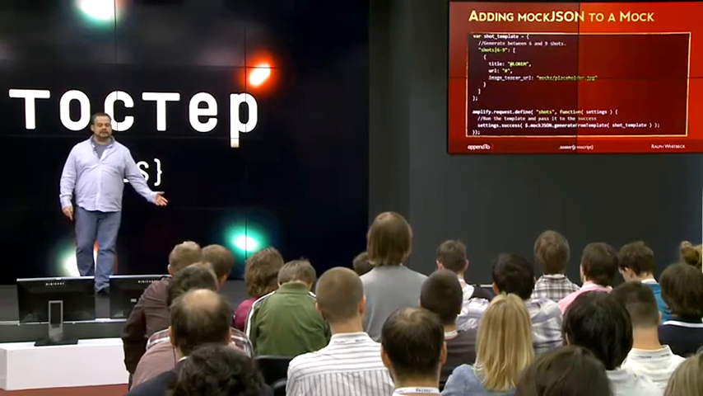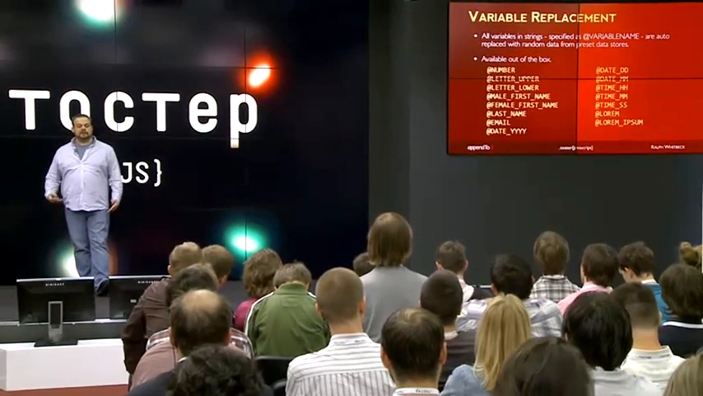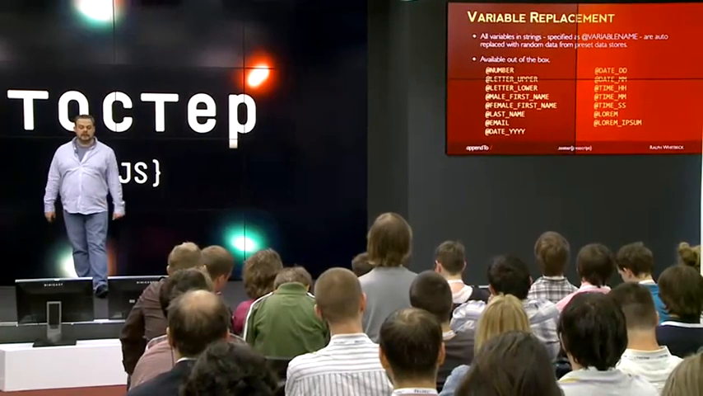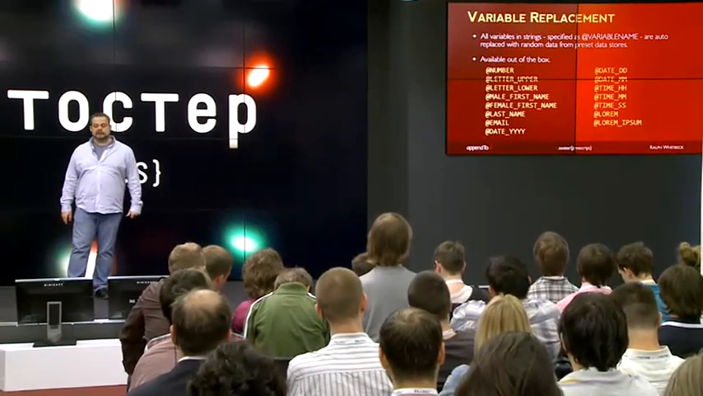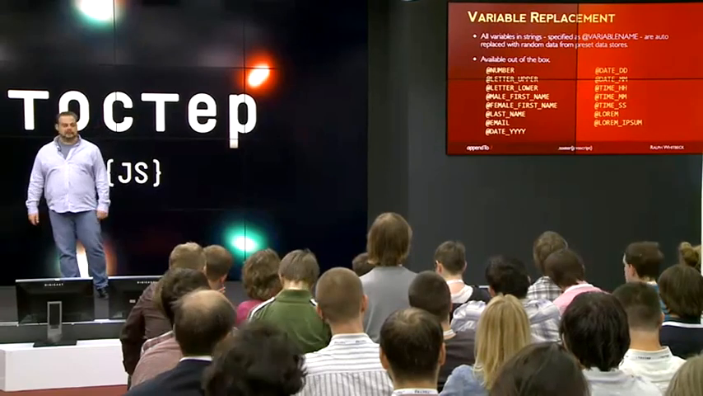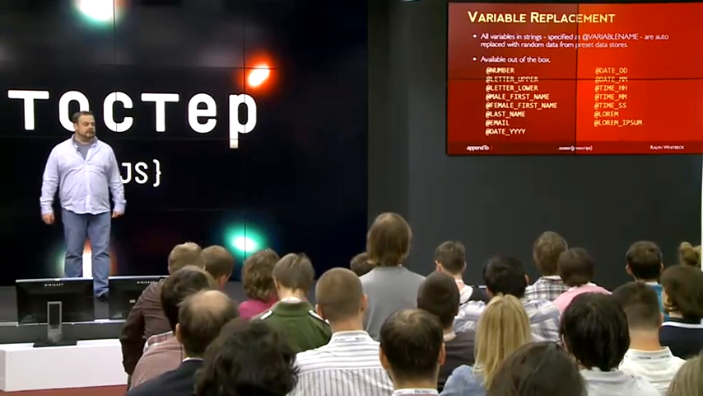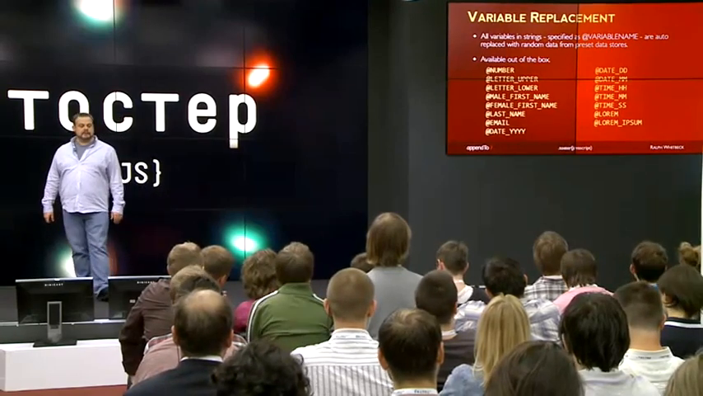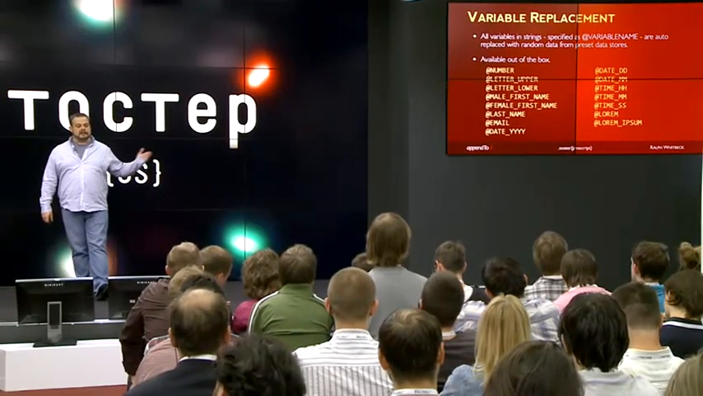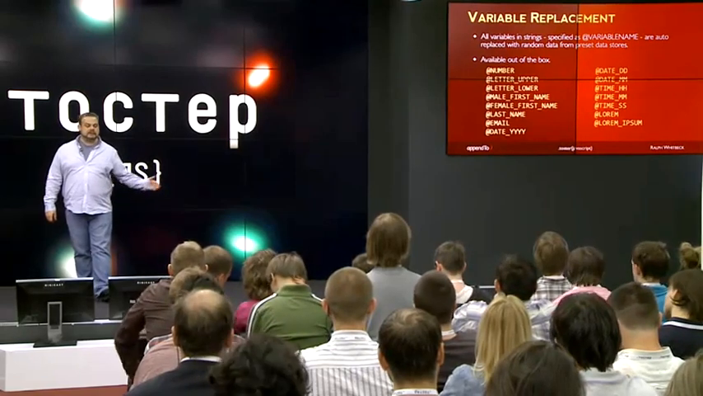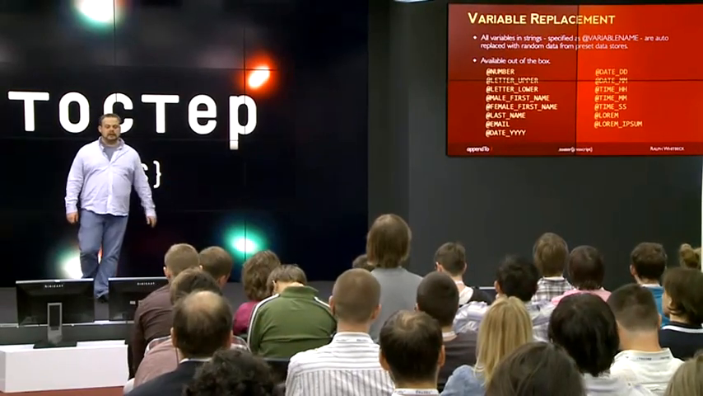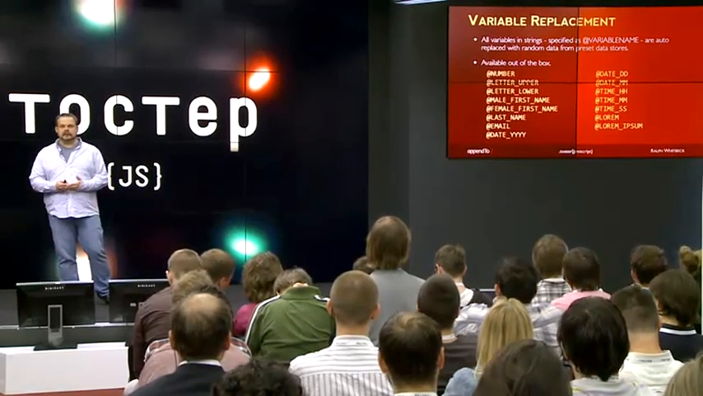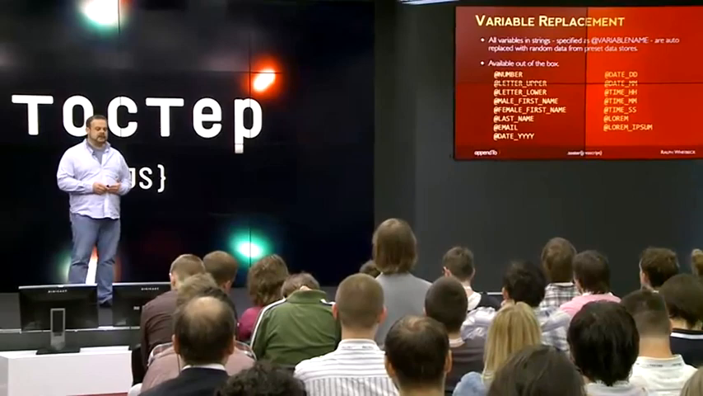So, more on these variables here. All variables and strings specified as @ variable name that are all uppercase are auto-replaced with random data from a persistent data store. And these are the variables available out of the box. You can do uppercase letters, lowercase letters, names, emails, dates, times, and if you want to use lorem ipsum placeholder text, there's a couple of variables for that as well.